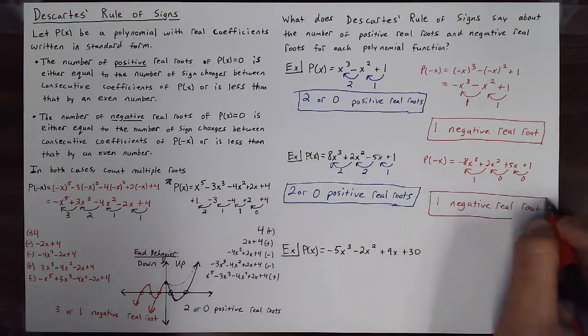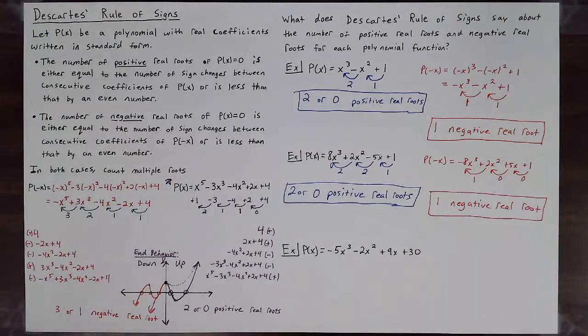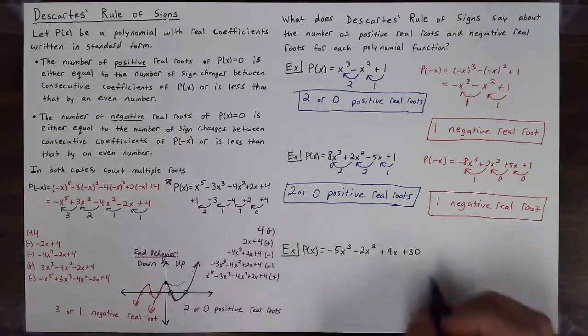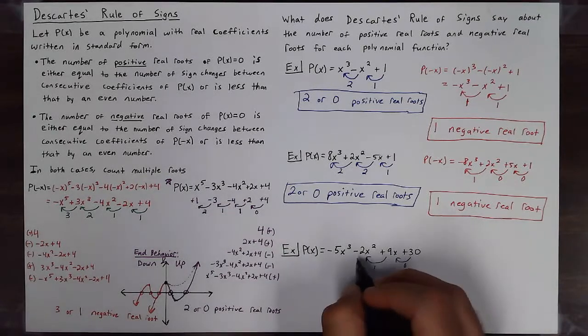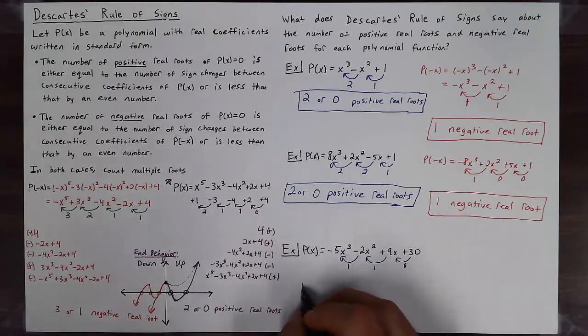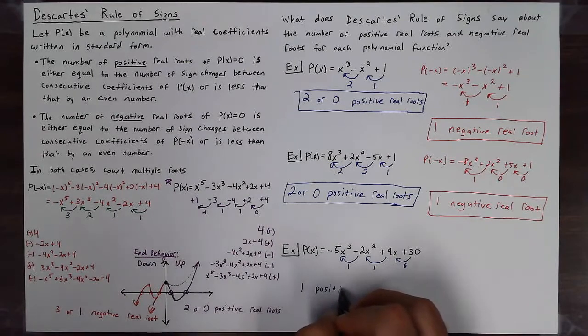Let's look at one more example. So here, starting from the end, no change. Then a sign change, so that's our first one, but then no change there. So just one positive real root.